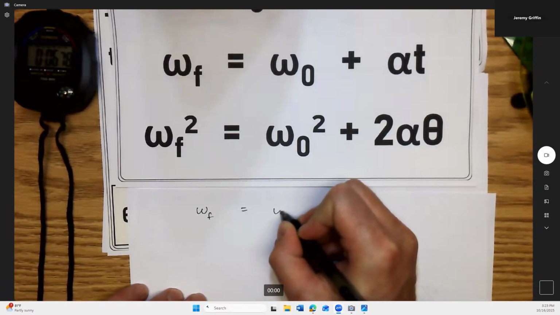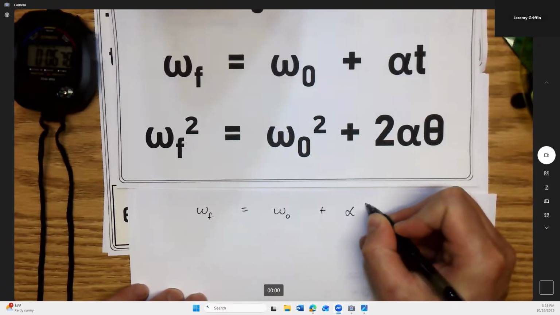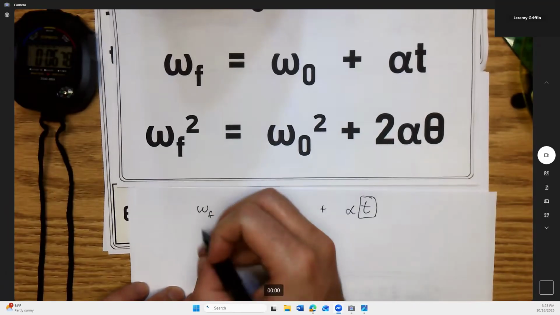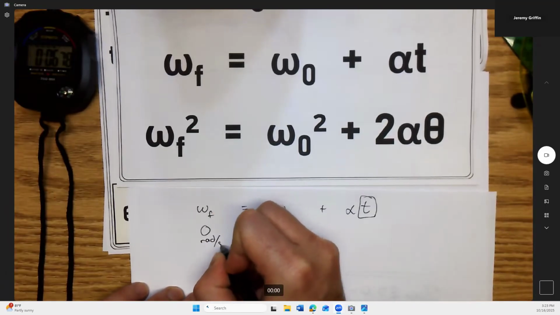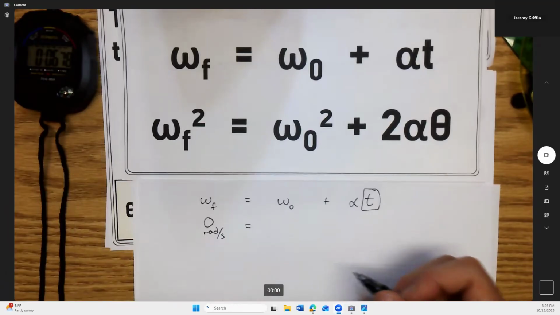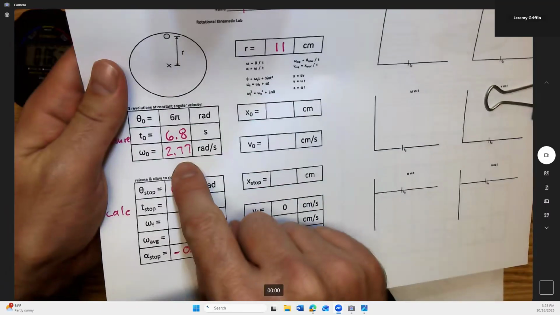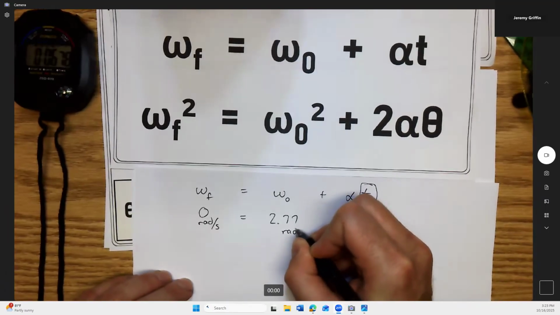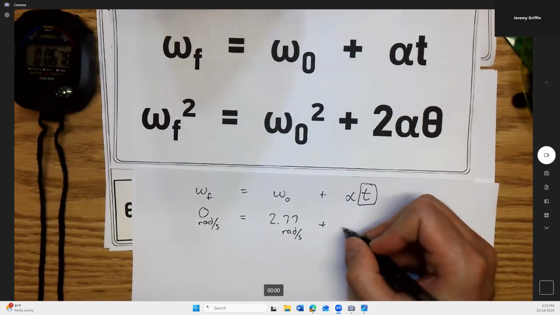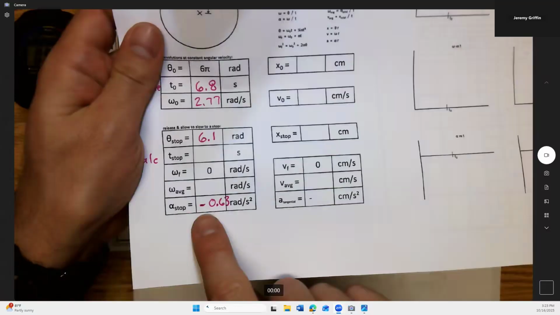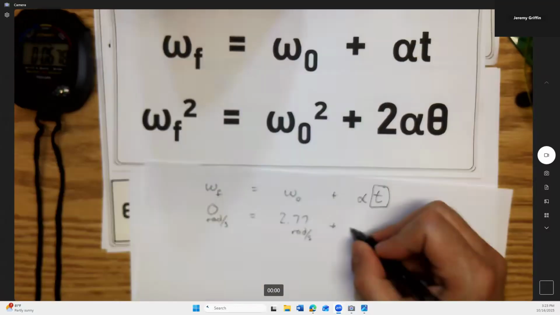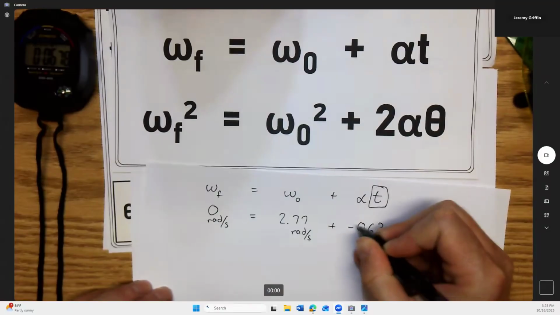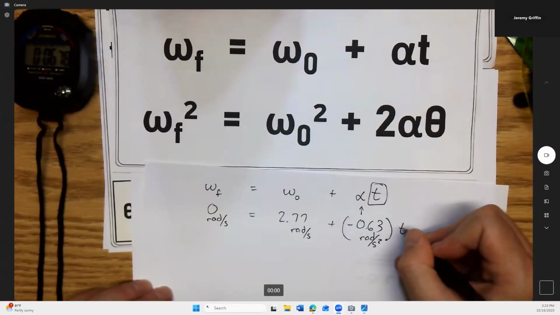Omega final equals omega initial plus alpha t. Now we're solving for t, and I have everything else. So we're going to 0 radians per second. It was spinning at, okay, omega naught is right here, of course, 2.77 radians per second, plus, and my alpha is actually negative 0.63 radians per second squared. That's right there. And then solve for time.